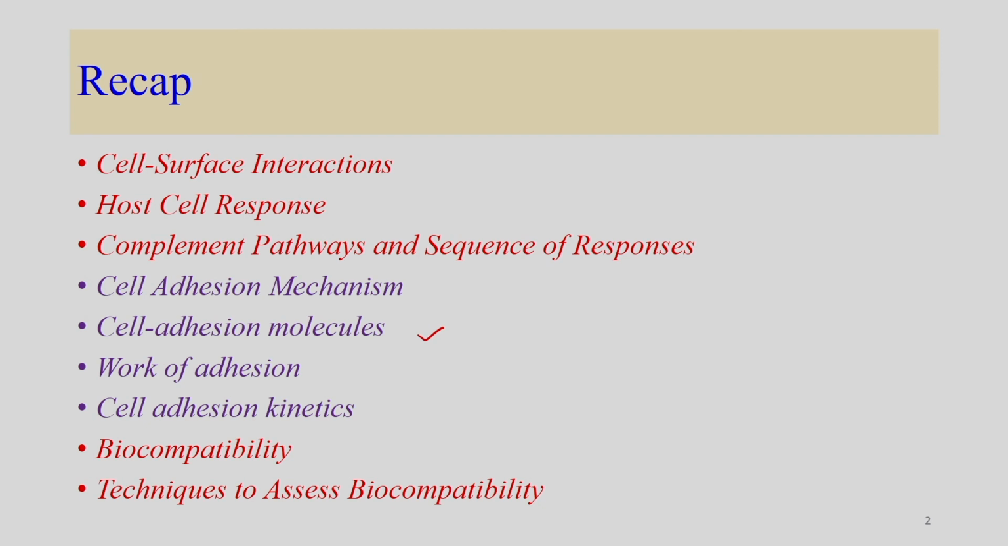Then we briefly discussed experimentally how we can analyze the cell adhesion data, and how those data can be fitted to the cell adhesion kinetics to determine particularly the initial rate of adhesion. Then in the last lecture we discussed how we define the biocompatibility of biomaterials, and what are the different in vitro and in vivo methods to assess the biocompatibility of biomaterials.